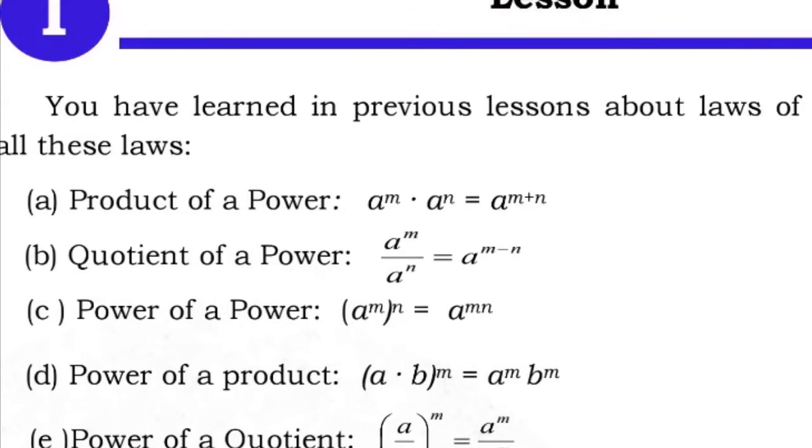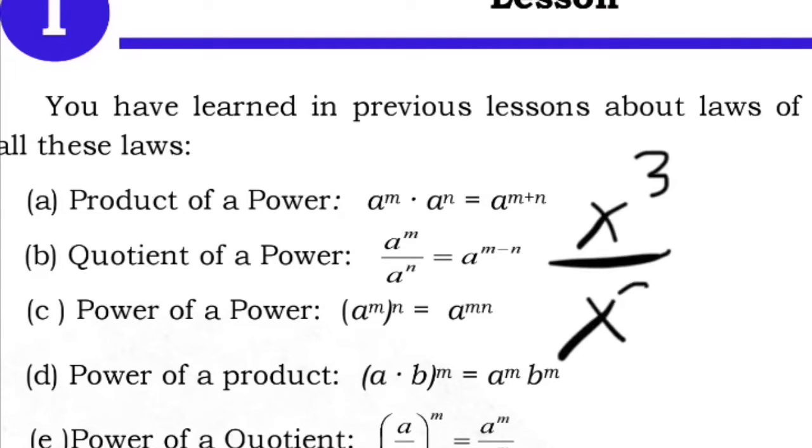The second one is quotient of a power, a to the power of m over a to the power of n is equal to a to the power of m minus n. So we will just copy the base, then subtract the exponents. For example, let's have x cubed over x squared. So copy the base x, then subtract the exponents. 3 minus 2 is 1, so you'll just have x.